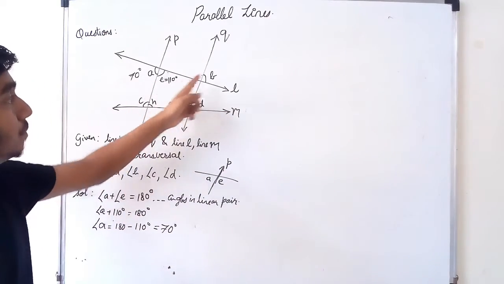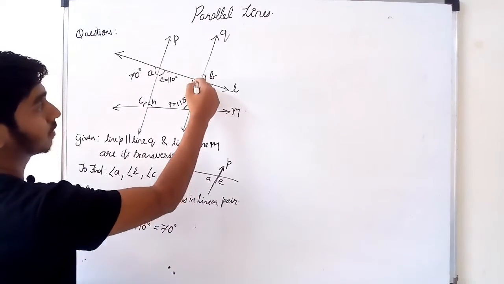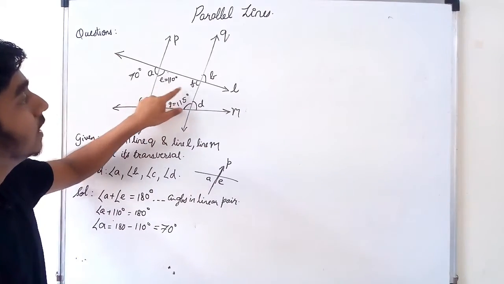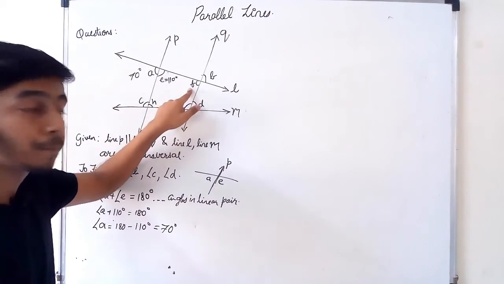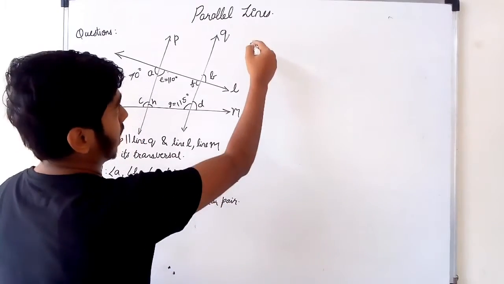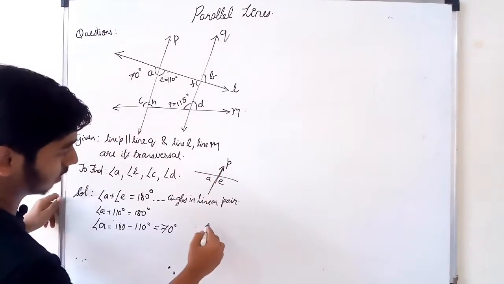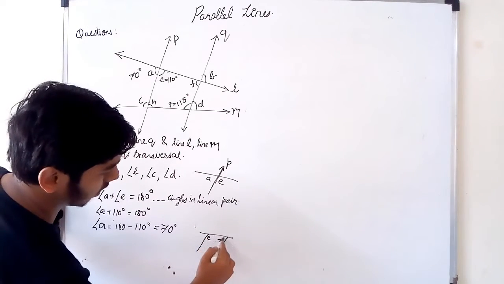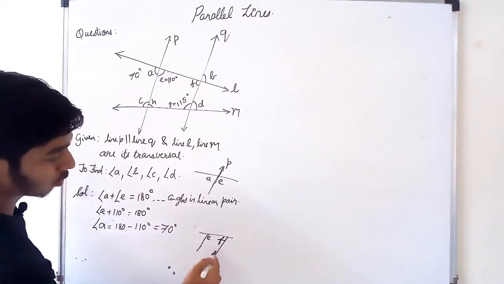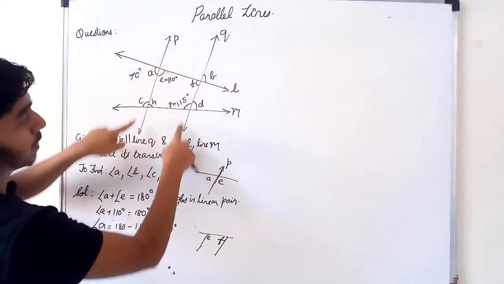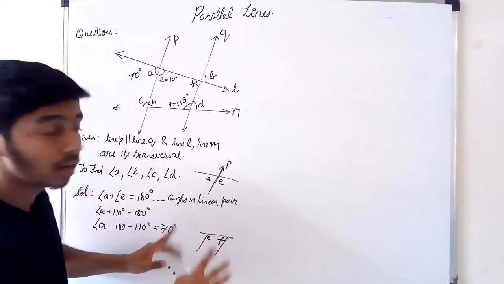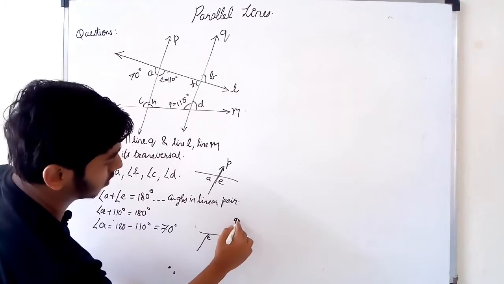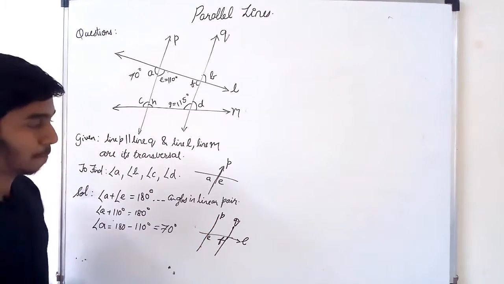Now we have to find C, B and D. Now if you see, P and Q are parallel. Can we say angle E and F form an interior angle? If you see, it looks like this, and this is E and this is F. These two lines, P and Q, are parallel, and L is the transversal. So if I name this L, this is Q and this is P, correct?